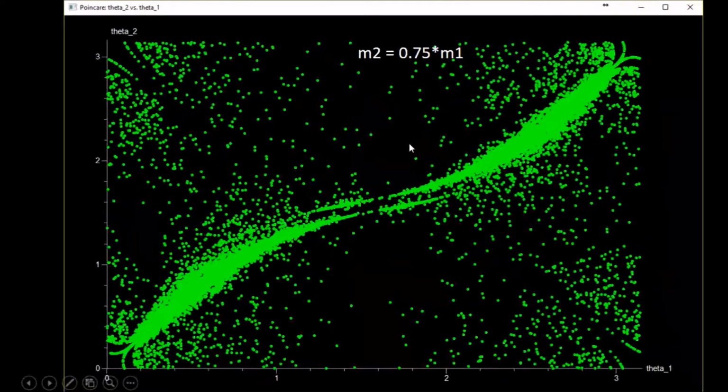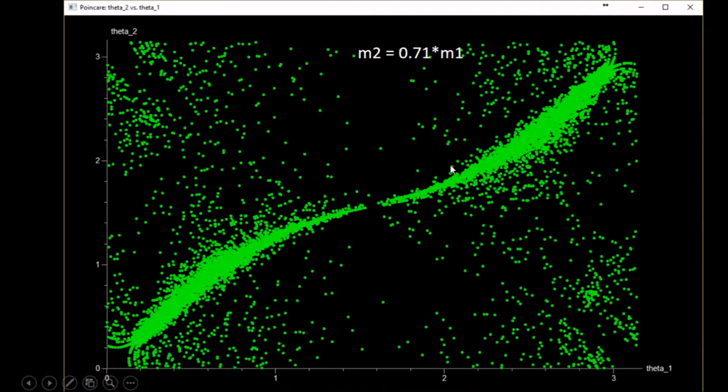0.75, so 75%. I'll let this one run for a while because this gap was starting to get closer in. If we make it 0.71, they're getting very, very close to each other. The two swoops are almost overlapping.